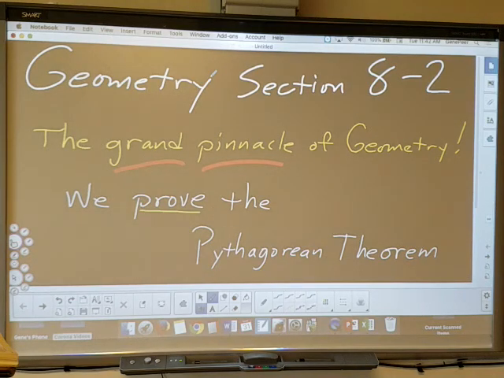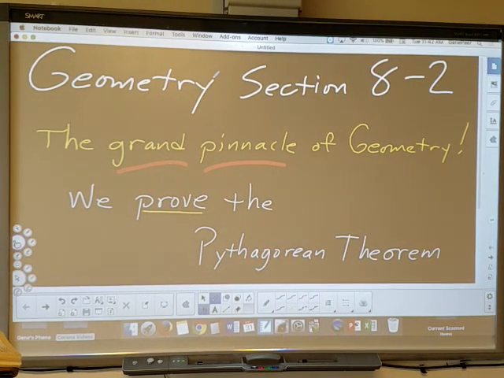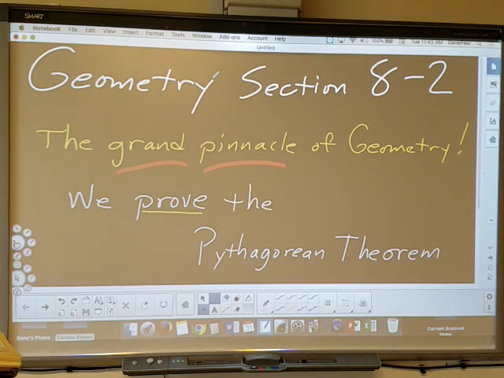Welcome back, geometry students. Today we have the incredible opportunity to see and experience the proof of the great and grand Pythagorean theorem. You've known the Pythagorean theorem for a long time, that a squared plus b squared equals c squared.